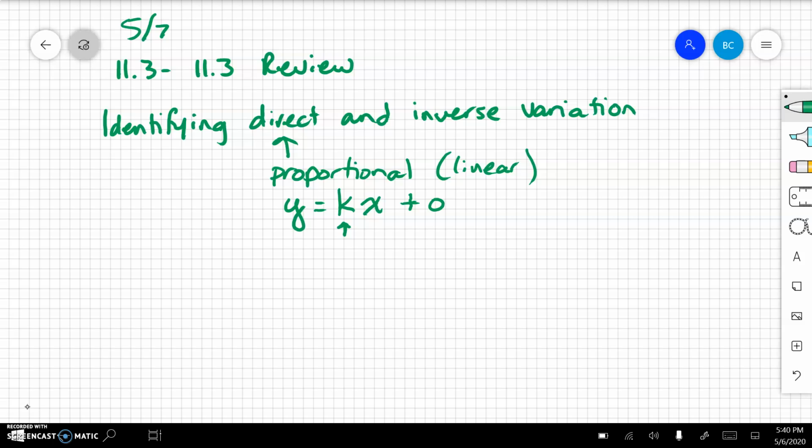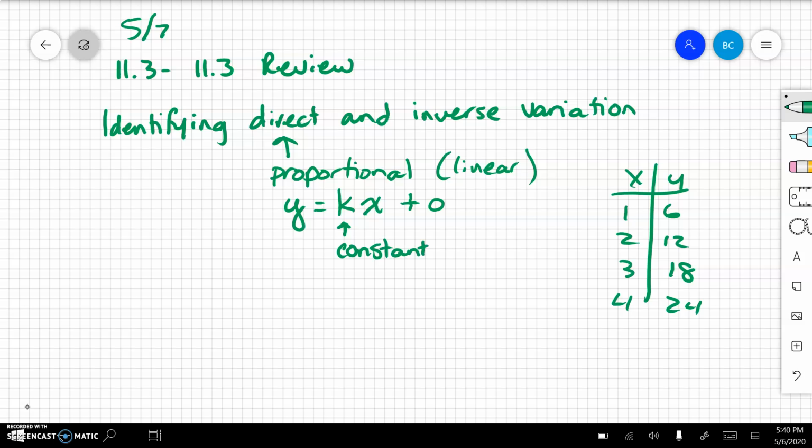So if you look at a table of values, such as was in problem number 2, we had 1, 6, 2, 12, 3, 18, 4, 24, and you're noticing that I'm multiplying by 6 each time, then you know that it's direct variation, it's proportional, because that k is always 6. So this k is a constant, and you would have learned that last year in Math 7A, that that's called the constant of proportionality, and that's a direct variation.